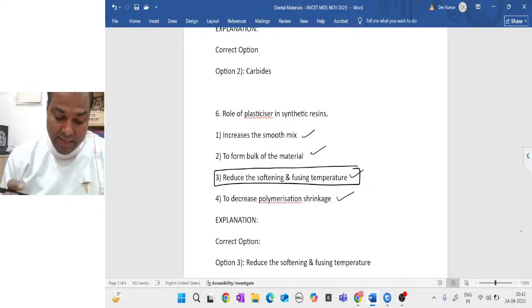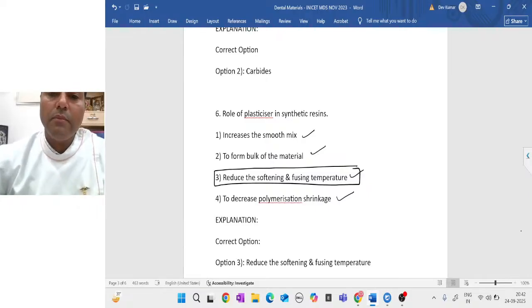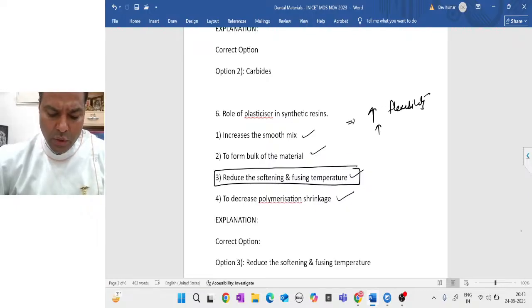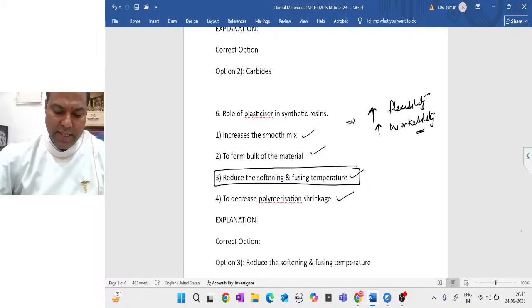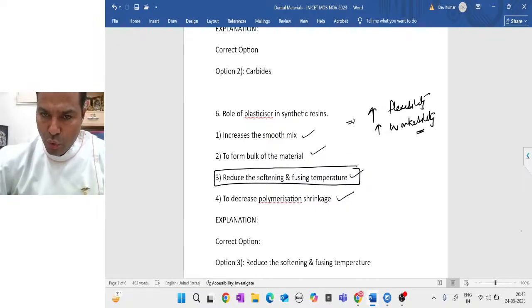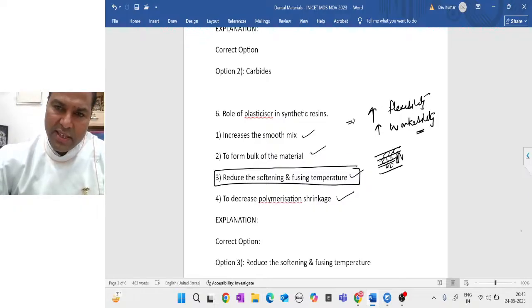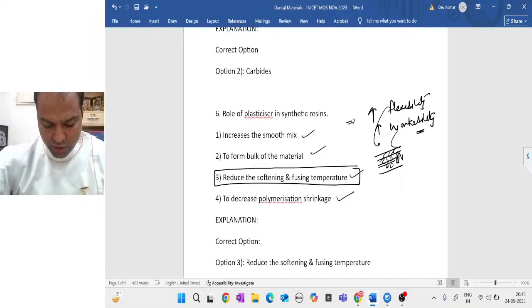Now look, plasticizer is basically something we add to resin so that we increase the flexibility and workability, normally for any material. It is not only for resins. Basically what happens is, between two polymer chains our plasticizer comes in, because of which our flexibility and workability improve.